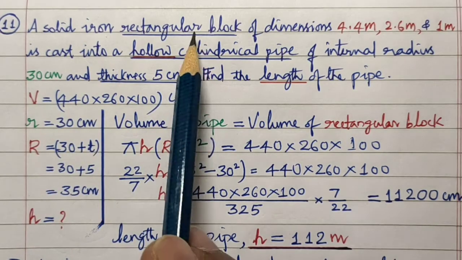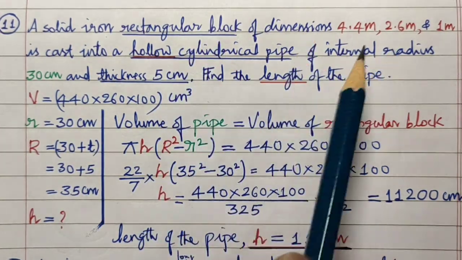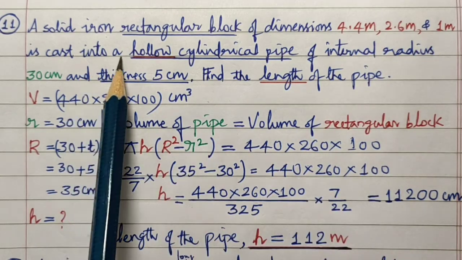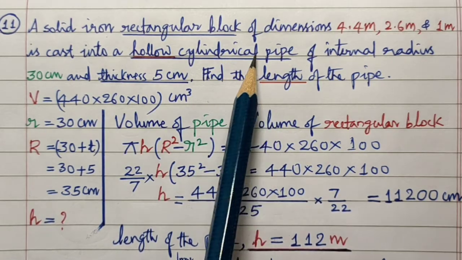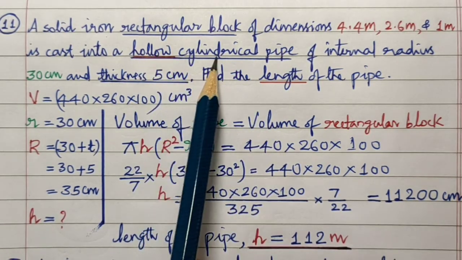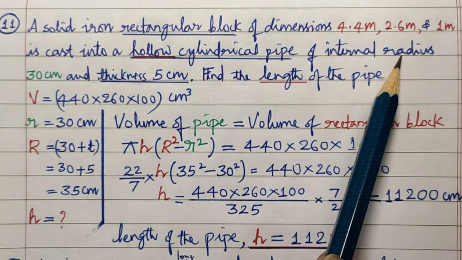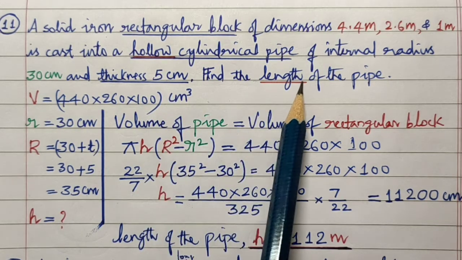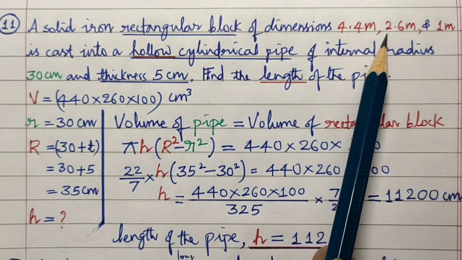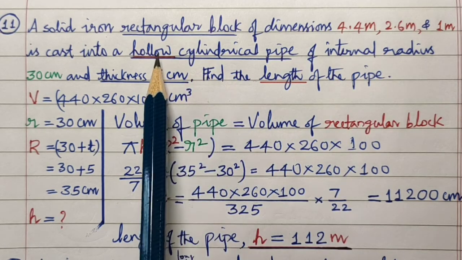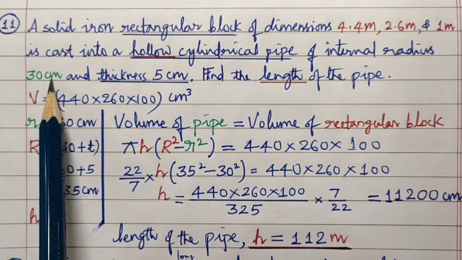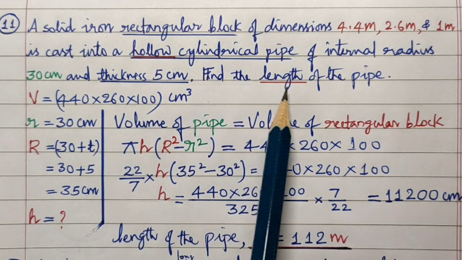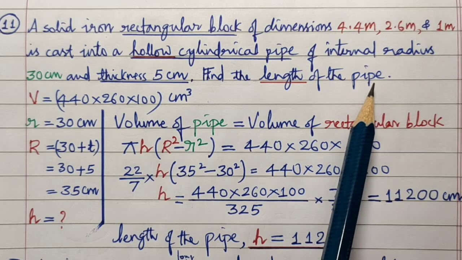A solid iron rectangular block of dimensions 4.5 meters, 2.6 meters, 1 meter is cast into a hollow cylindrical pipe. This iron block is made into a hollow cylindrical pipe of internal radius 30 centimeters and thickness 5 centimeters. Find the length of the pipe. They have given the block and asked us to make a pipe with internal radius, that is the radius of the hollow part, and thickness, which is the thickness of the pipe. We need to find out the length of the pipe.